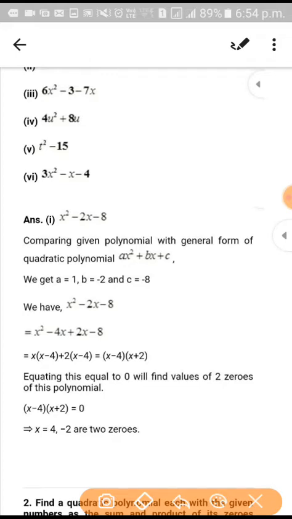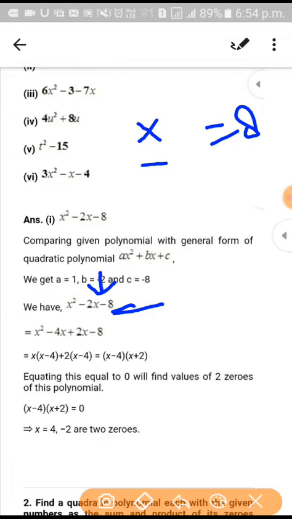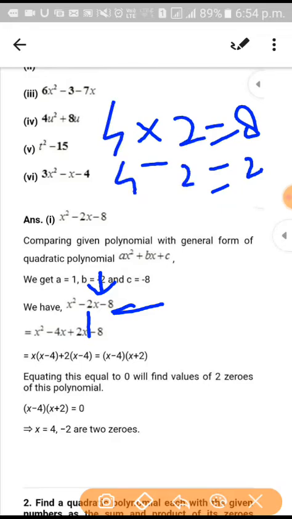So x square minus 2x minus 8, we are going to factorize this polynomial by middle term split. So by multiplication, we have to find numbers whose product is 8, the constant term, since the coefficient of x square is 1. By multiplying two numbers we need 8, and by subtracting we need 2. Those numbers are 4 multiplied by 2 is 8 and 4 minus 2 is 2. So we can take 4 and 2.